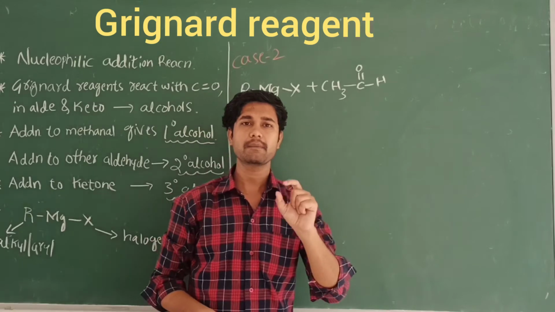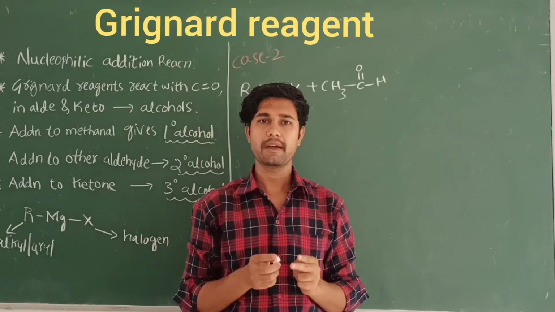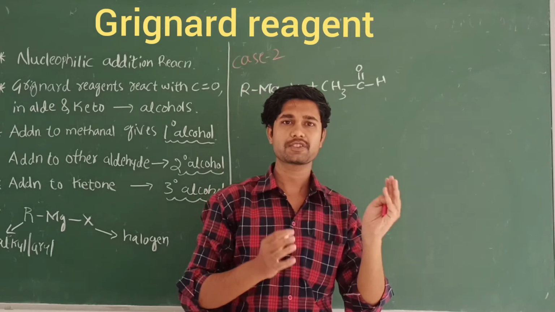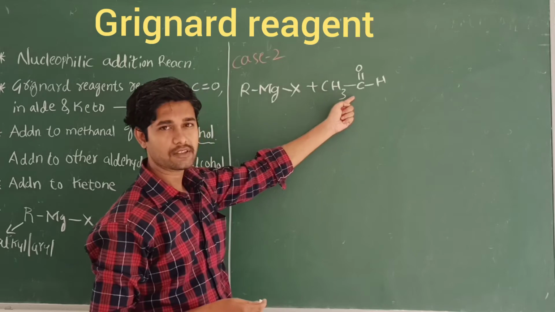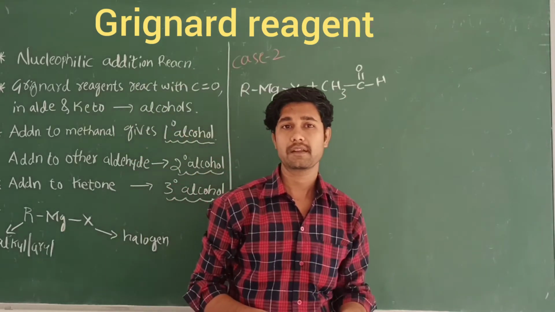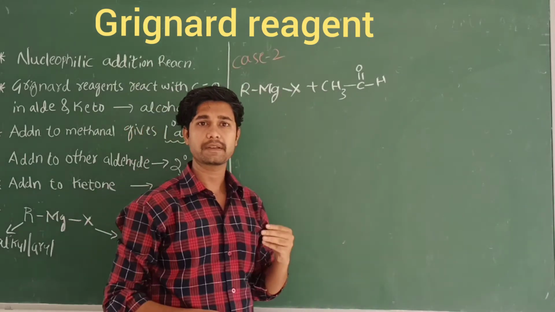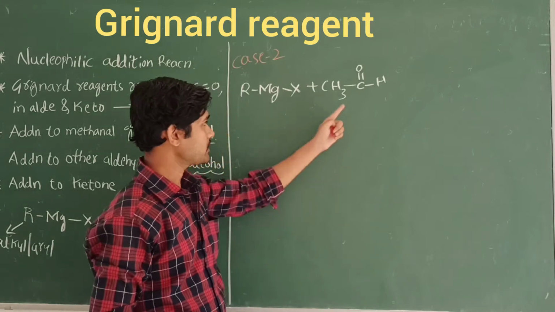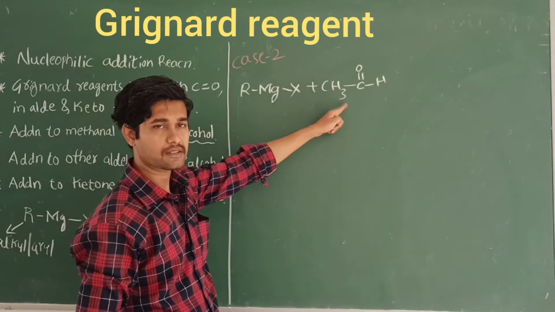Because when I take methanal, only a symmetrical group will be there; beside the carbonyl function H will be there. That is a symmetrical molecule, whereas this compound is not symmetrical. This is unsymmetrical, so here we are going to obtain a secondary alcohol rather than a primary alcohol. Only a primary alcohol is produced by methanal or formaldehyde. That's why I have taken case 2 as an aldehyde other than methanal, that is, acetaldehyde.